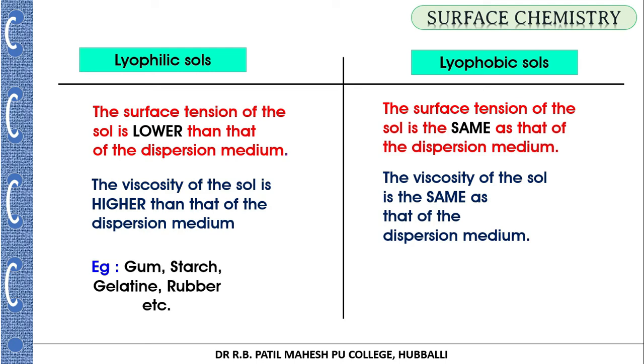Generally, the sols obtained from organic bases or organic material are all examples of lyophilic sols. Whereas sols which are obtained from inorganic bases, from metals or metal salts, come under lyophobic sols. Examples: metal sulfide sol, silver sol, gold sol, platinum sol, they all come under lyophobic sols, students.